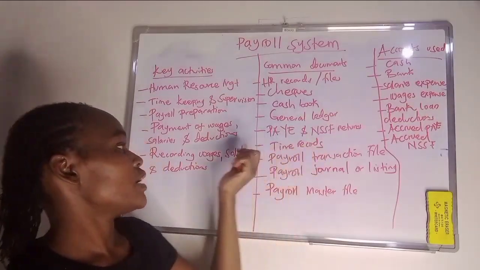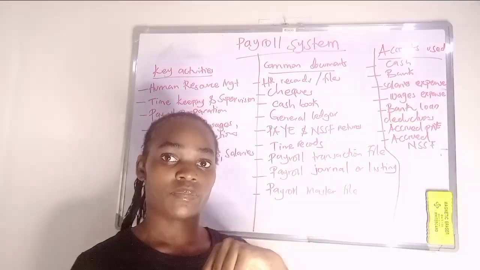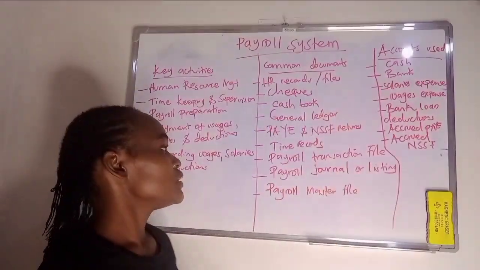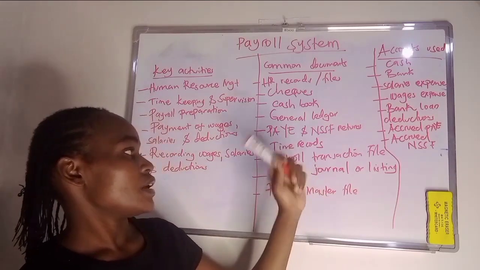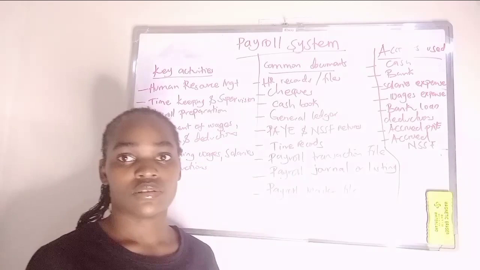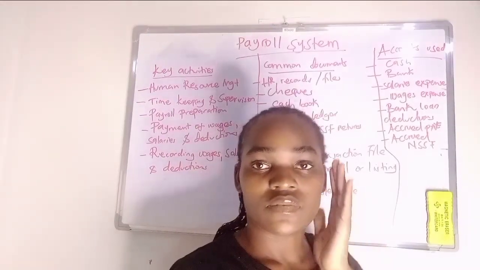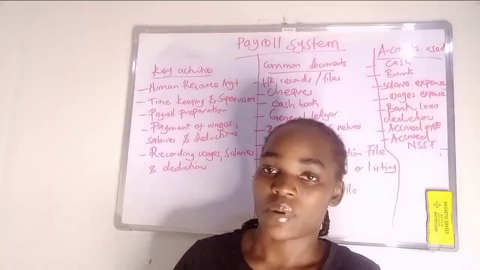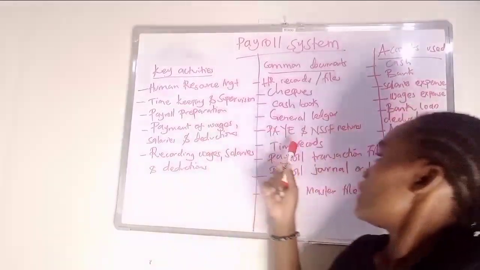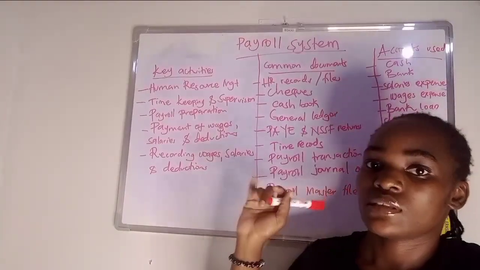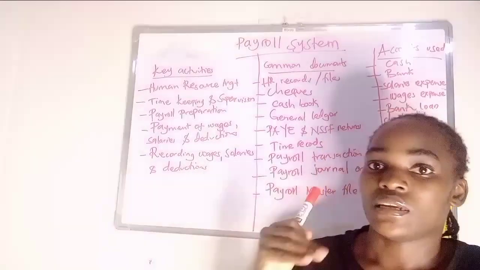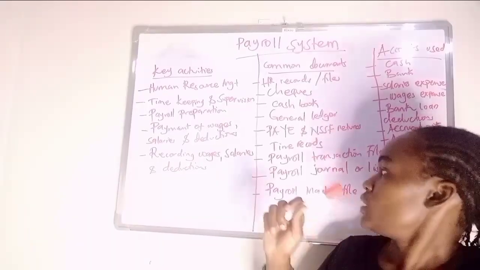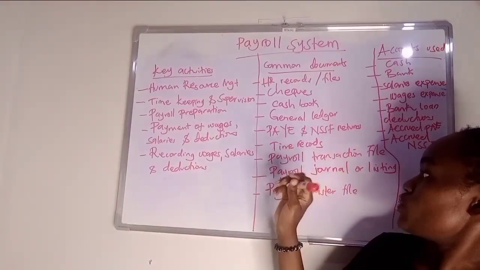Then NSSF and PAYE deductions, like employees have to pay tax on employment income, and then NSSF, they have to be paid. Then another document is time records. Time records are mainly used for employees that are paid on an hourly basis, like they pay them per hour. So the time records record when those employees reported to work, their time of departure, and the number of hours that they have worked in a day. That is the time records.